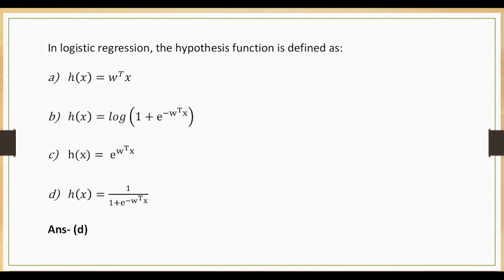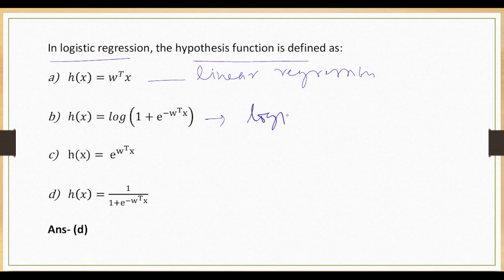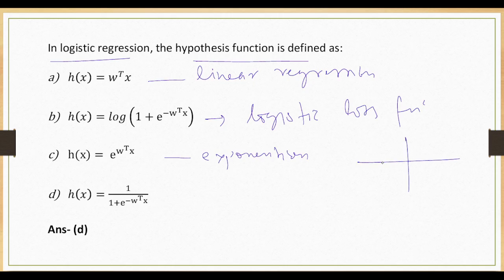Now again, let us come back to our problem. In logistic regression, the hypothesis function is defined as, so if you see the first option, this is linear regression, not logistic. This is the linear case. And this one is a logistic loss function. And this is the exponential function, like this one.